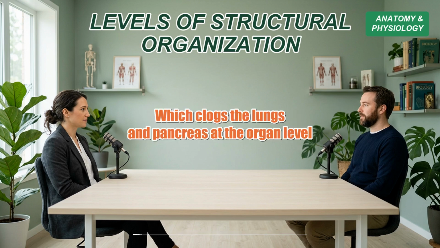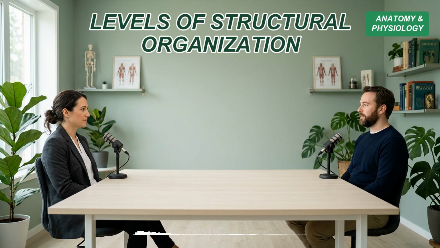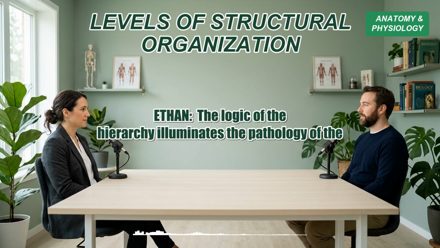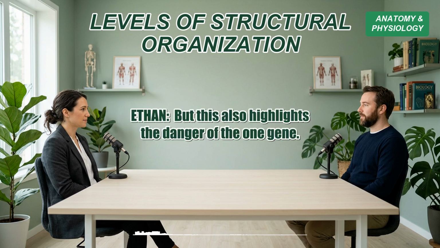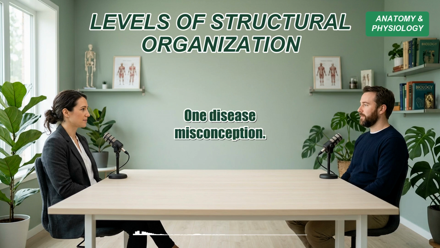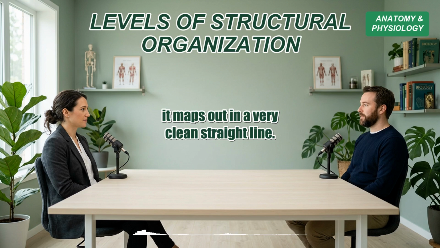Exactly, which clogs the lungs and pancreas at the organ level, leading to chronic infections for the whole organism. The logic of the hierarchy illuminates the pathology of the disease perfectly. It does. But this also highlights the danger of the one gene, one disease misconception. Because for sickle cell, it maps out in a very clean, straight line.